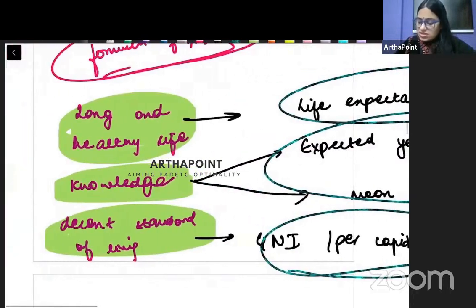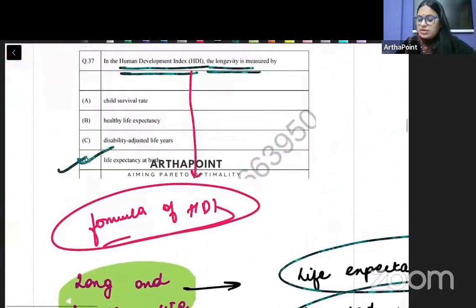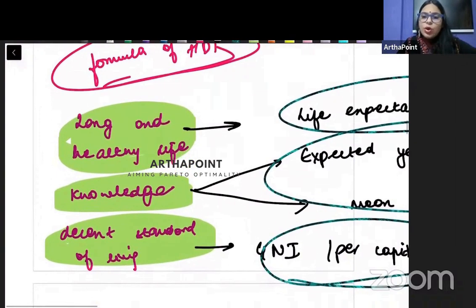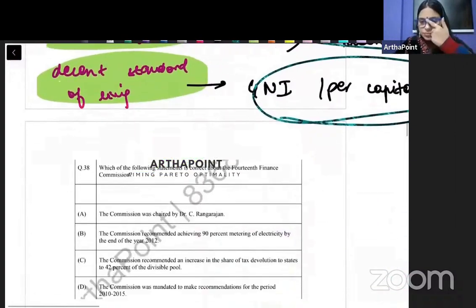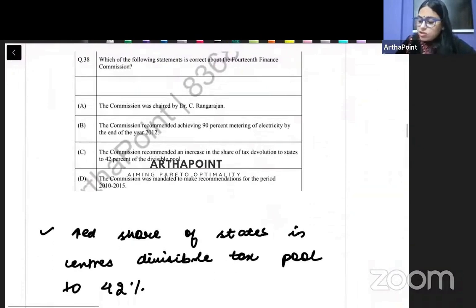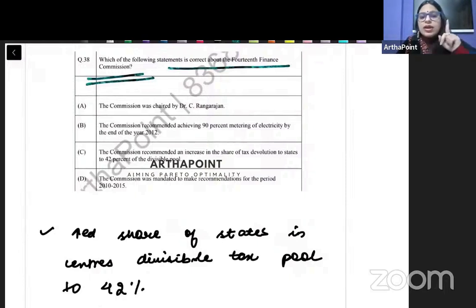So based on this, the correct answer to this question will be D. Life expectancy at birth, right? Okay, beta, come to the next question. It is the geometric mean of all three. Absolutely correct. Which of the following statement is correct about the 14th Finance Commission?